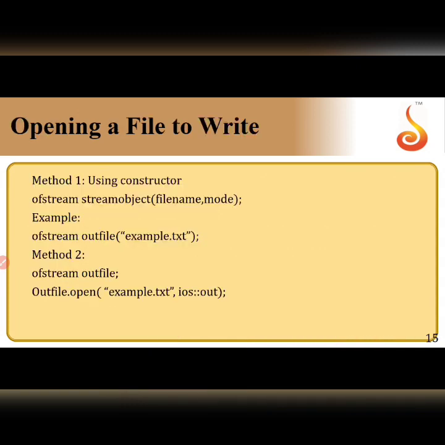Next, opening a file to write. So method 1, using the constructor of ofstream. While writing, I need to have an object of the class. I need to create an object of the class ofstream. So how do I create an object? The class name, space, the object name. Yes, we have done this many number of times. So class name space the object name is the syntax for creating an object.